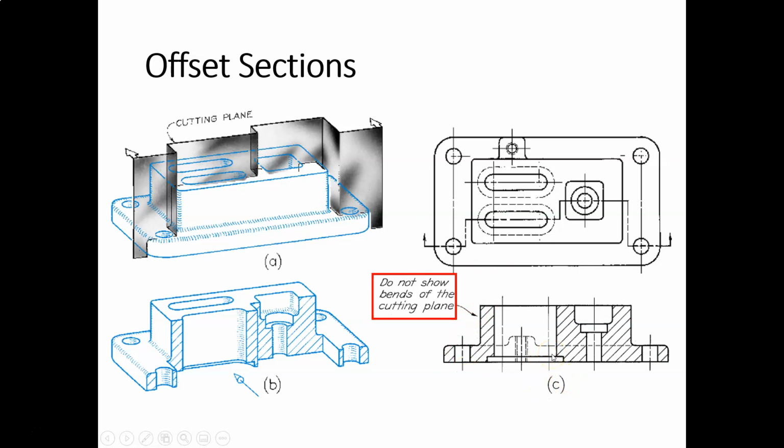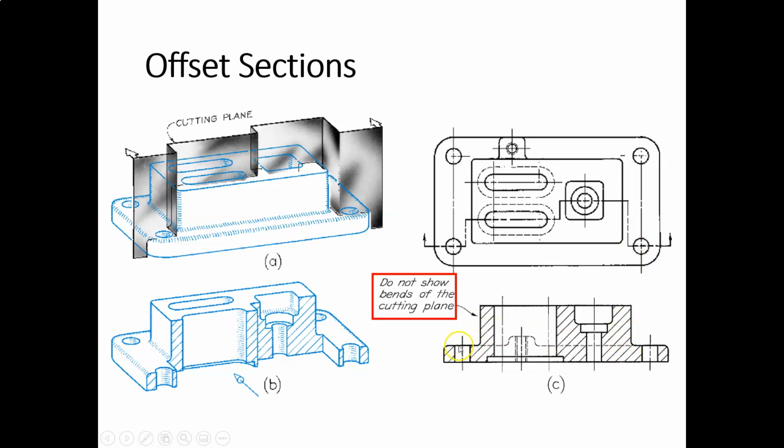A couple things with this. Most importantly, notice that wherever we made our turn, right there, right here, and right here, these do not show up in our offset section view. There's no line there. Right here, there's no line there. And right here, there is no line there.